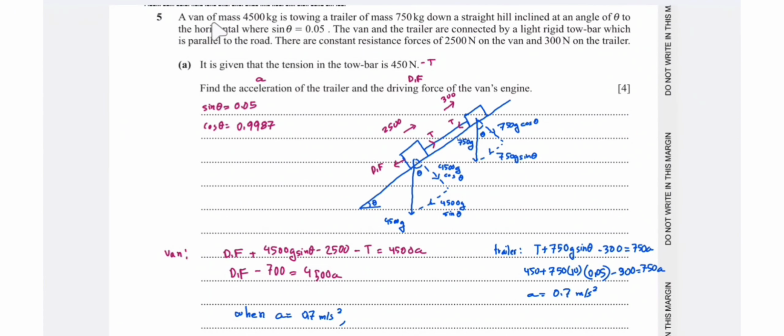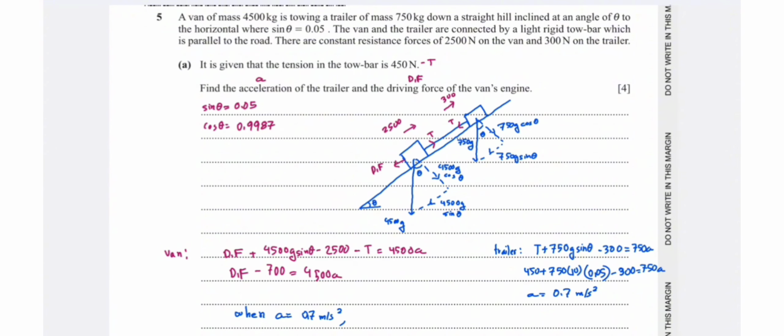Number 5. A van of mass 4500 kg is towing a trailer of mass 750 kg down a straight hill inclined at an angle of theta to the horizontal, where we have been given the value of sine theta. We have been given the mass of the van and the mass of the trailer, and the van and the trailer are connected by a string.